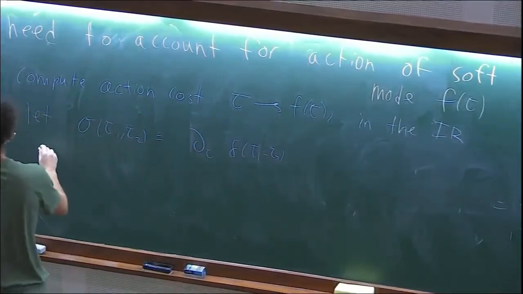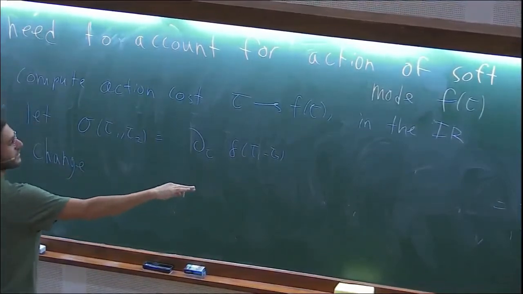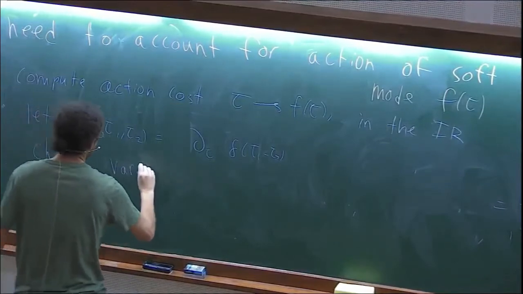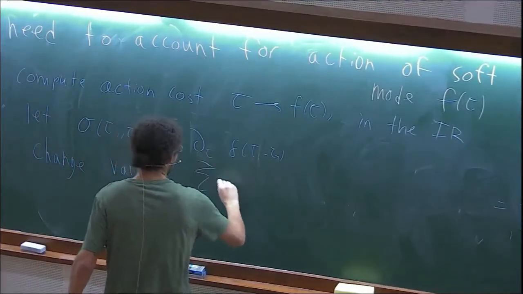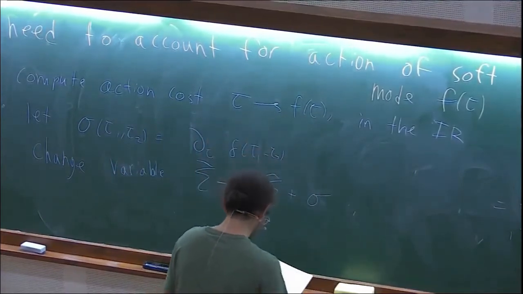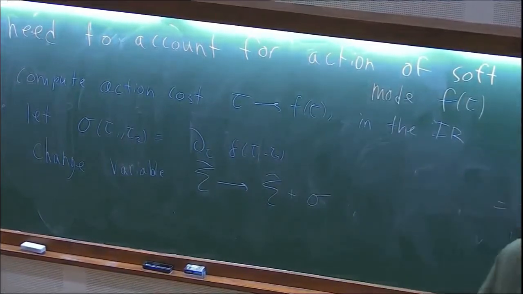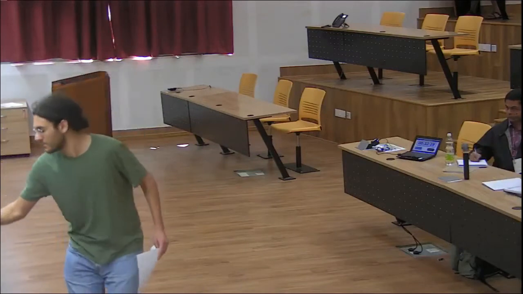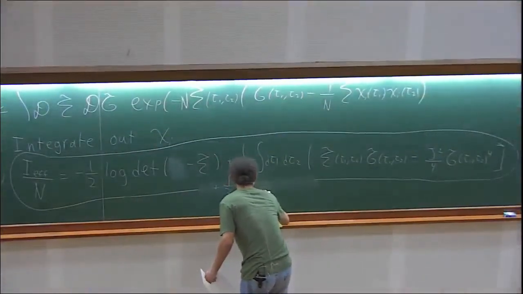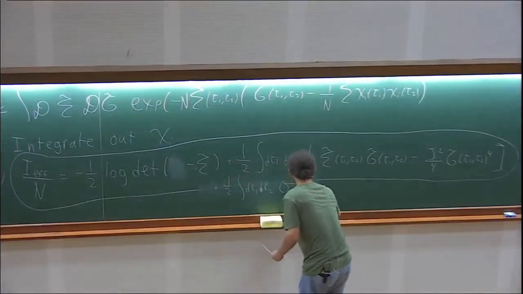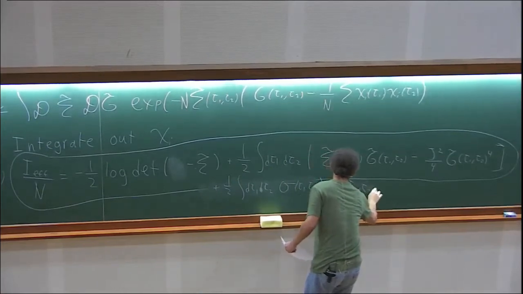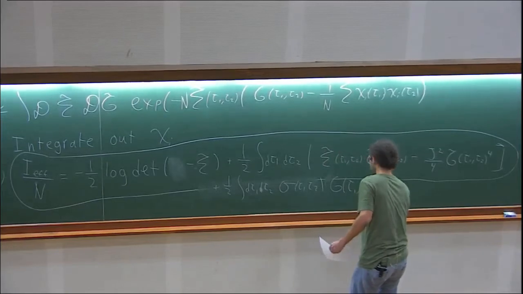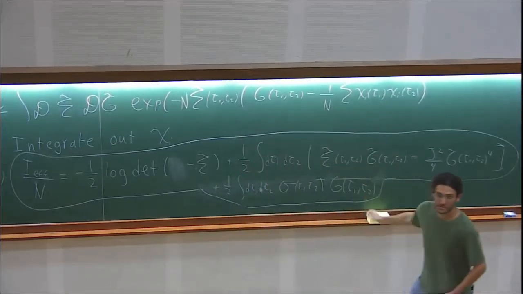So I just introduced this to simplify notation, and then I change variables in the path integral with that effective action. Sigma tilde goes to sigma tilde plus sigma. So doing this variable change, this d tau disappears. Here, I get sigma tilde plus sigma. So that extra term, let me write down here as 1/2 d tau 1, d tau 2, sigma tilde, sigma of tau 1, tau 2. So I haven't done anything, I just rewrote the action.